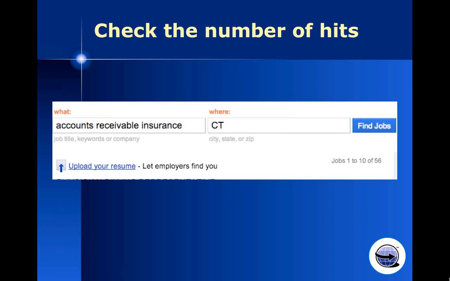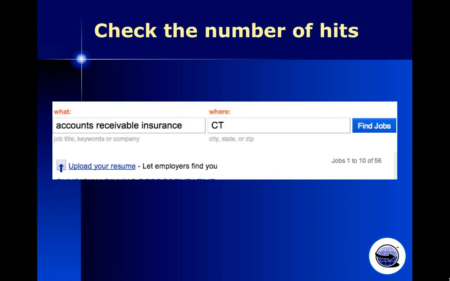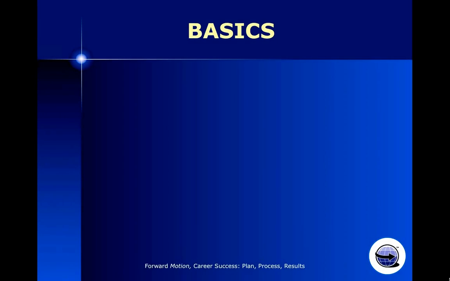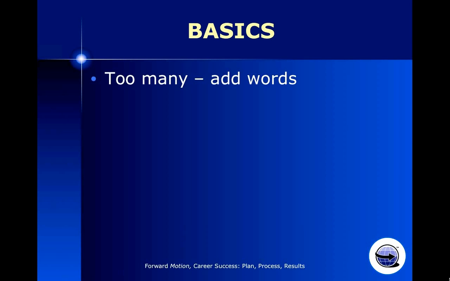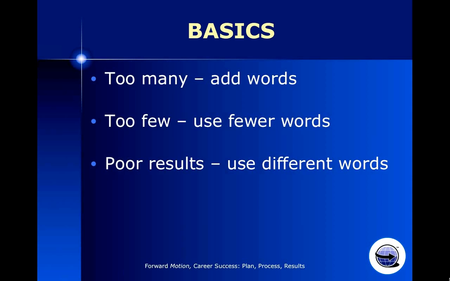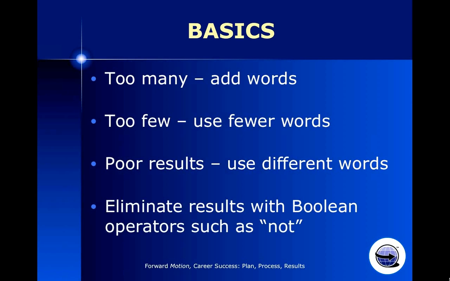Now I'd like to discuss how to monitor your search results as they come up. Job boards tell us how many results our search is providing. Here we see accounts receivable insurance produced 56 jobs. Here are some tips to manage that number. If you're getting too many results, then add some words. If you aren't getting enough, use fewer words, and if you're getting the wrong results, use different words. You can also eliminate positions by using Boolean operators, such as the word "not."